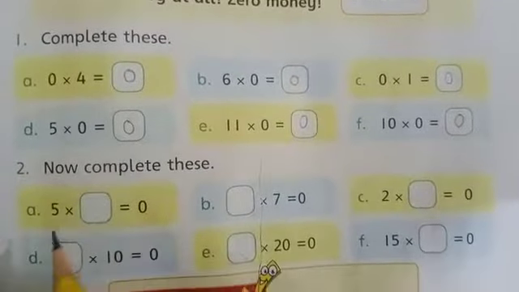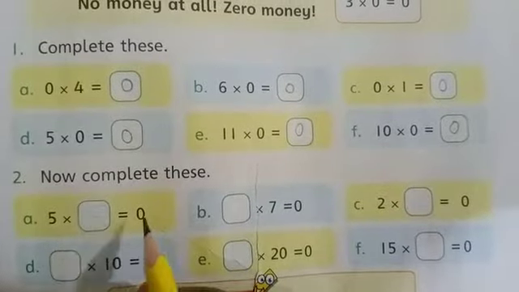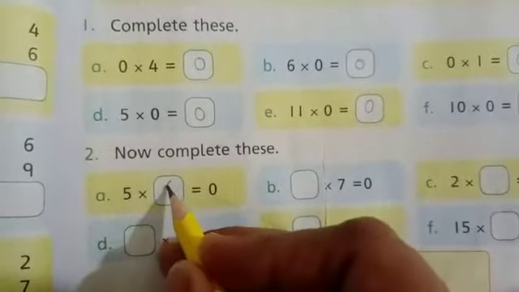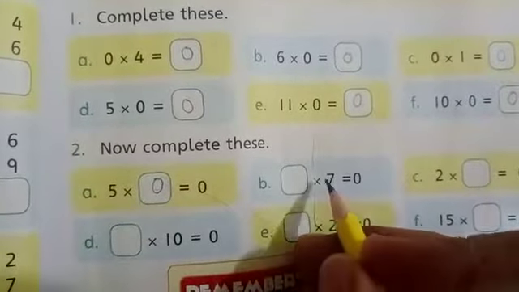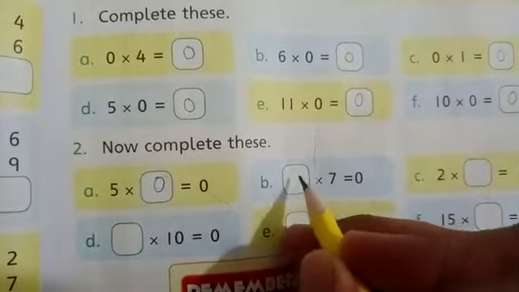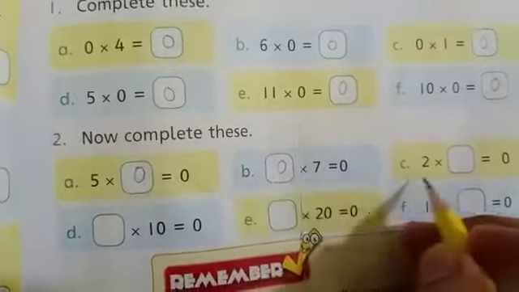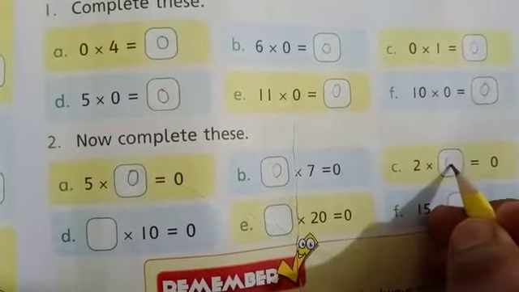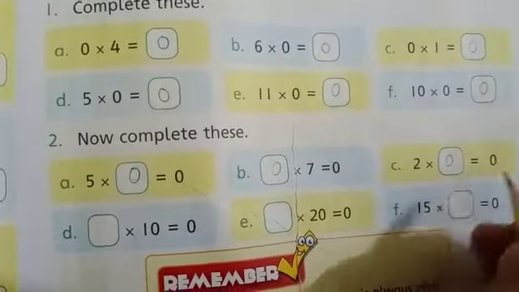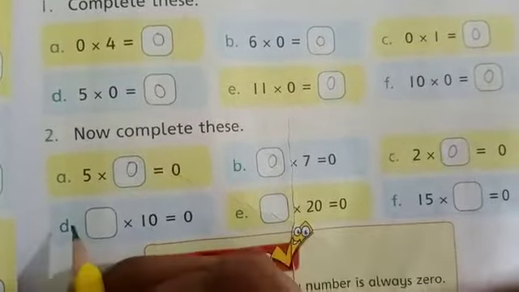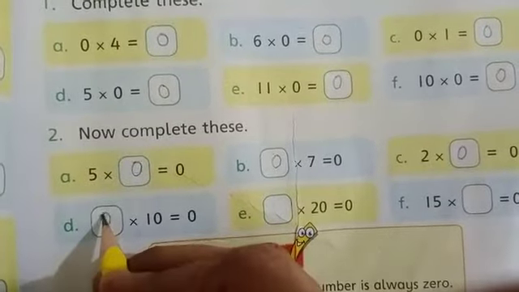Now complete this. 5 multiplied by dash is equal to 0. Any number multiplied by 0 is 0. Now 7 multiplied by dash is equal to 0. Answer is 0, so it means 7 is multiplied by 0. 2 multiplied by dash is equal to 0. Again, when we multiply 2 with 0, answer is 0. 10 multiplied by dash is equal to 0. Again, when we multiply 10 with 0, answer is 0.